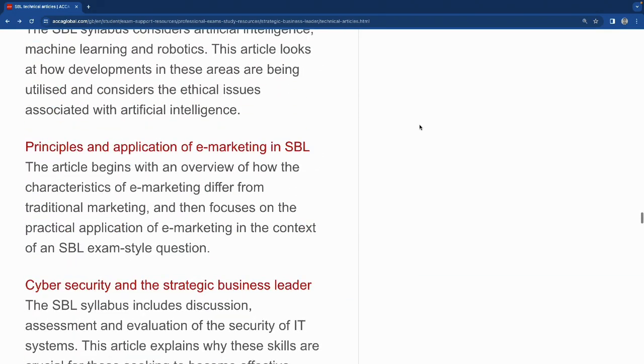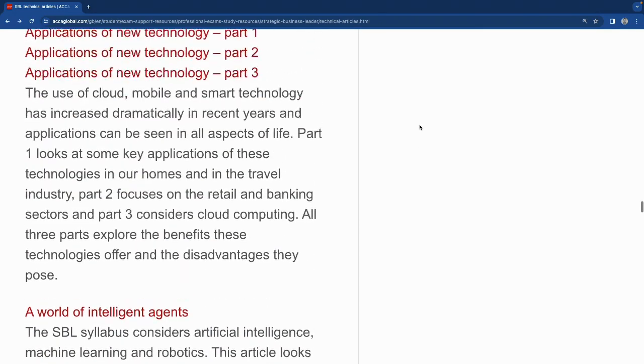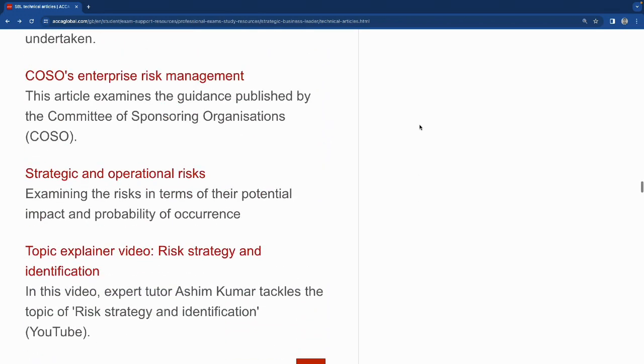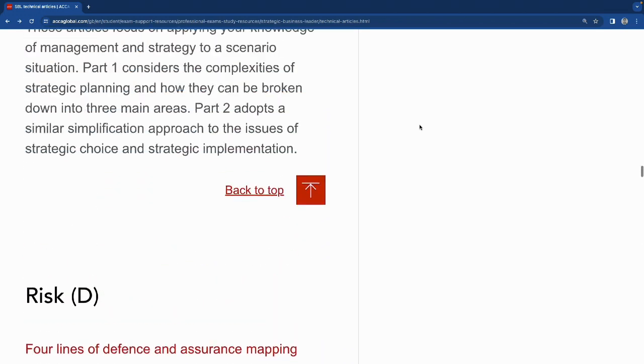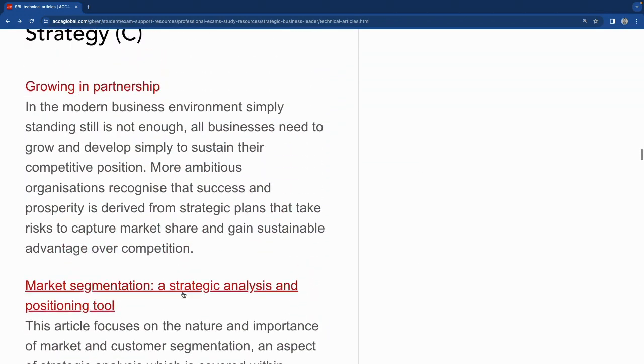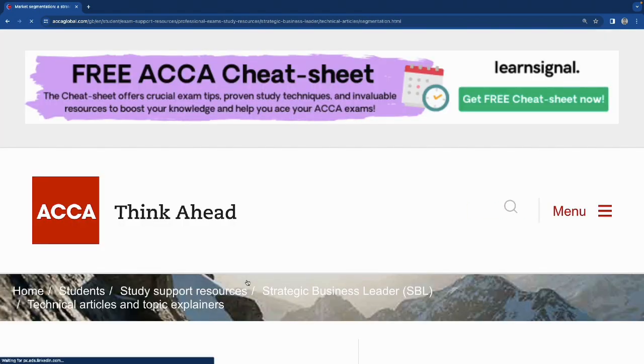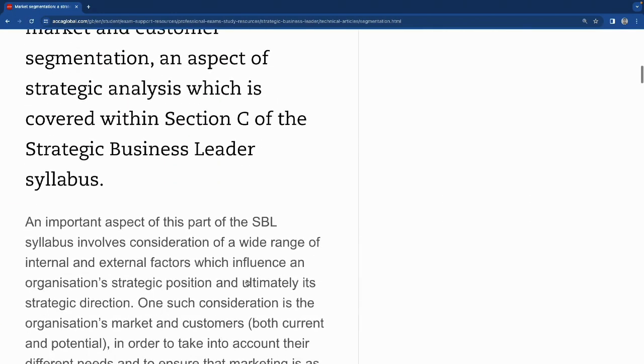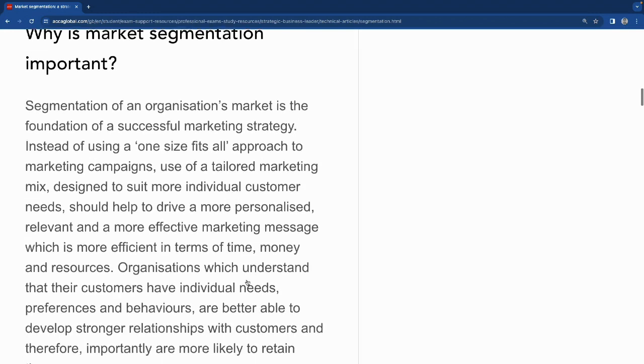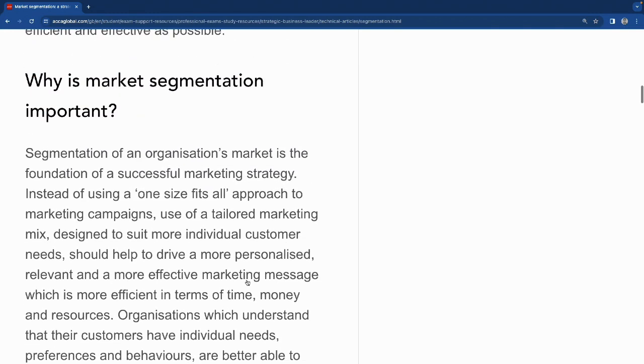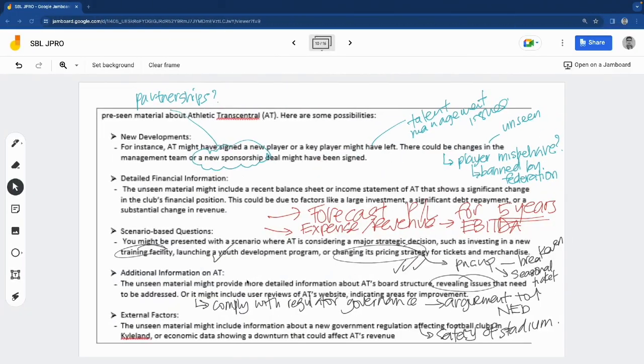Okay. Let's move on to the principle of market segmentation, and also the idea of whether you should segment. So is there a need for segmentation in this question?